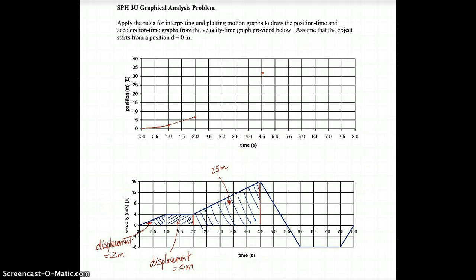Let's try that again. See if I can get it a little bit smoother. It doesn't look like the slope is increasing. I'll try one more time. There we go.